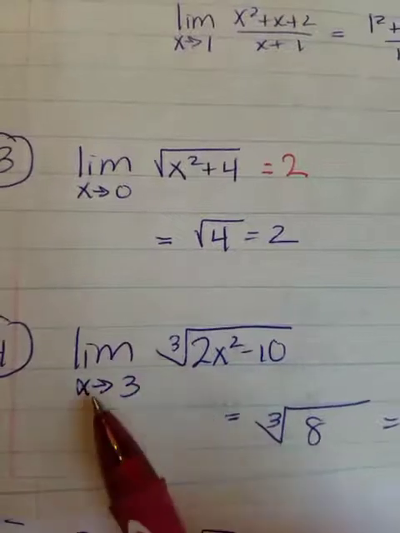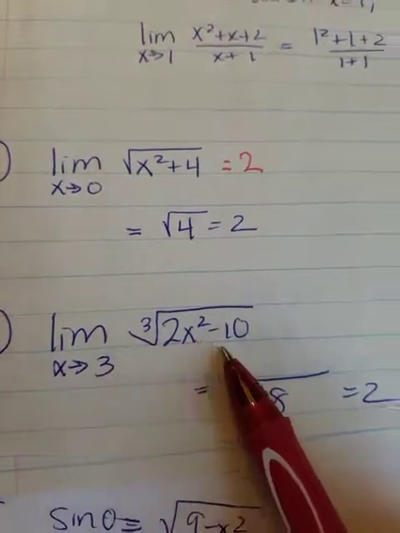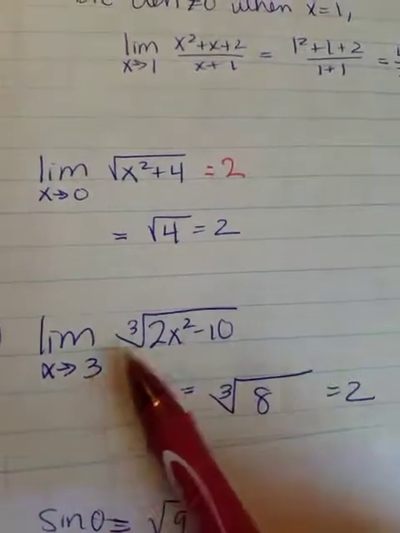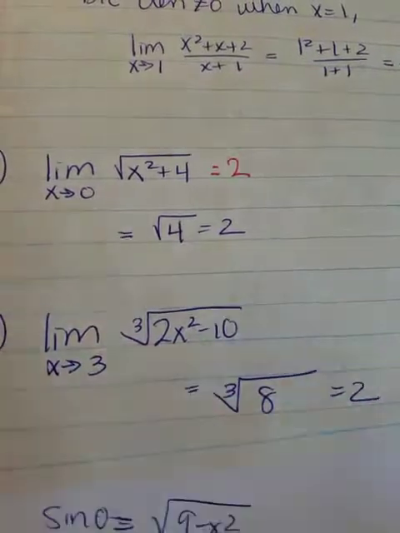Number 4, same deal. The limit as x approaches 3 of the cube root of 2x squared minus 10. Again, another situation where you can just put 3 in here. You will get 2 as your limit.